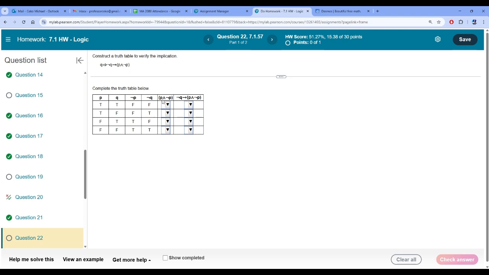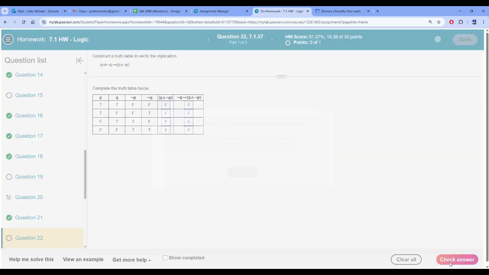Okay. So P and not P. I'm looking at this column and that column would be false. That column would be false. This would be false. This one would be false. Not Q implies, so now if I take this implies that. If it's false, then it's false. If it's true, then it's false. If it's false, then it's false. And if it's false, are these all F? No.